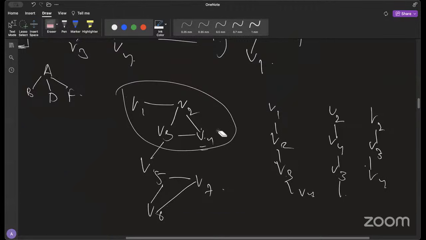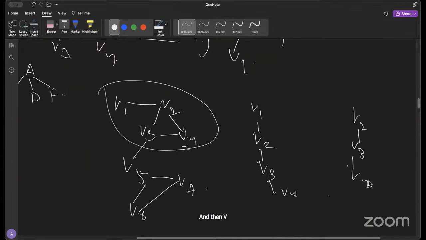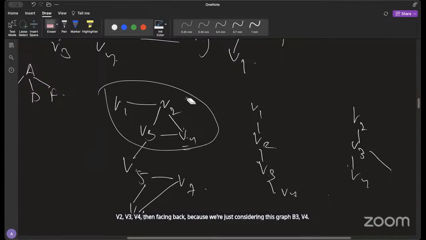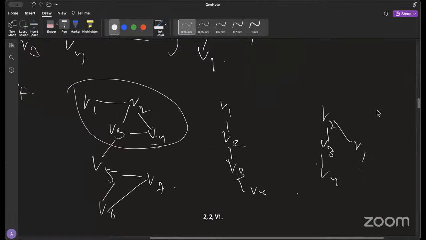We started with V2, then V4, V3. One way is V2, V3, and then V4, and then tracing back to V3 and then coming here. V2, V3, V4, then tracing back, because we're just considering this graph, V3, V2, and then this. From V2 to V1. Yes, this is one way.